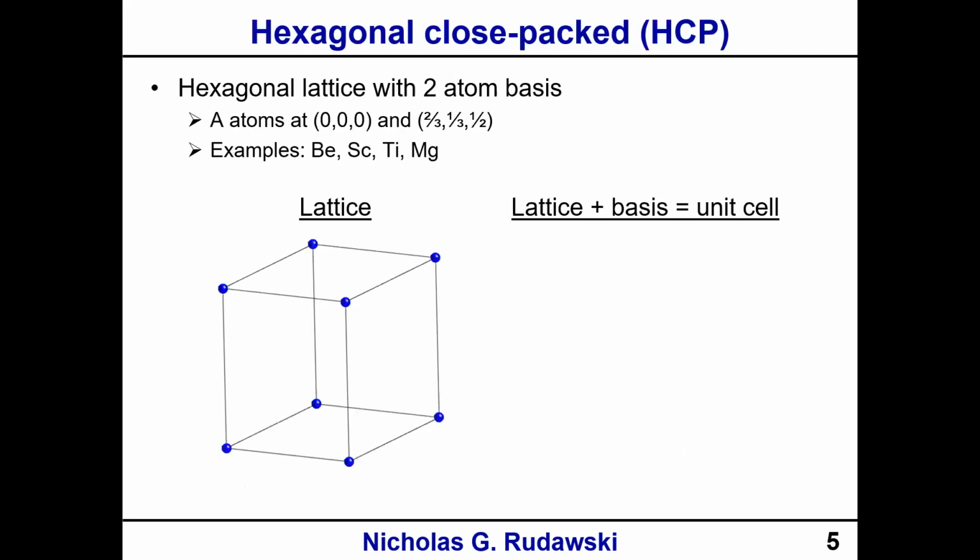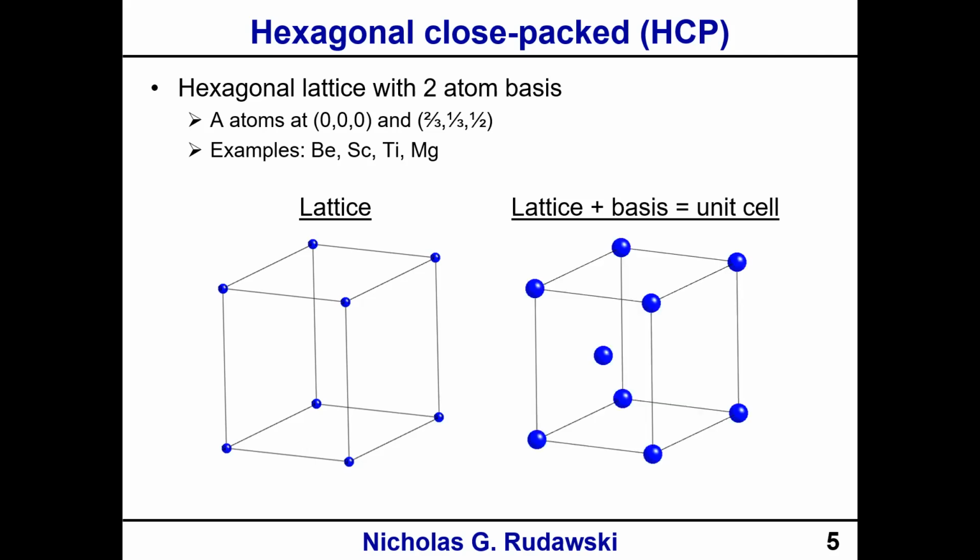So if we want to look at a couple examples, we have hexagonal close packed. This is one of the most common hexagonal structures that we see. So this is a hexagonal lattice with a 2-atom basis. So if we put the same atom at these fractional coordinates with respect to the lattice vectors, okay? So that's the lattice below. And then if we add in the basis, this is what we get, okay?